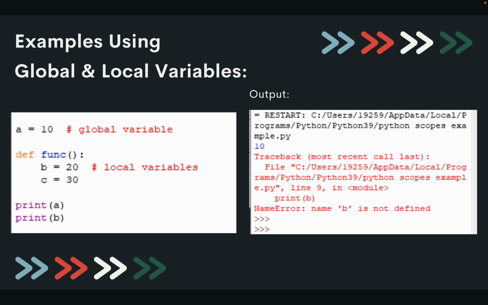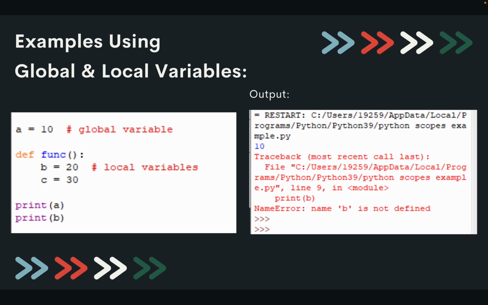Here's an example. You can see a is equal to 10. That's a global variable since it's outside the function. And we define a function here, func. And inside that function, b is equal to 20 and c is equal to 30. And these are local variables, so they can only be called and accessed inside the function.